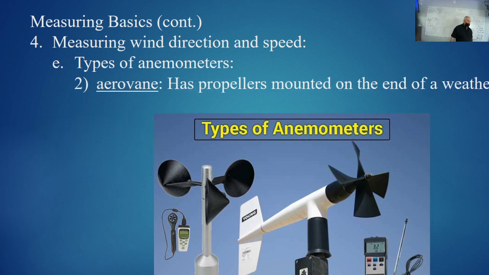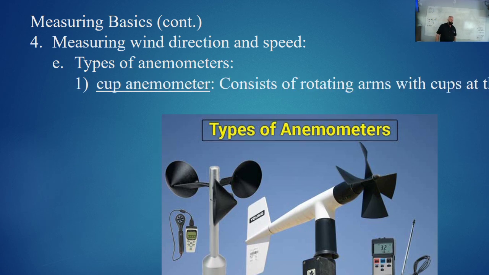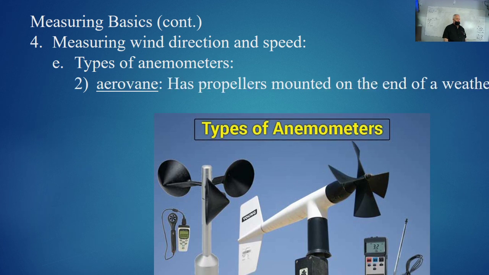Or the arrow vane. That's the one that has the propellers at the end of the weather vane. Arrow, propellers, think of airplanes type of an effect. Okay? Cup anemometer, one with cups. Arrow vane, one with blades or propellers. Okay?